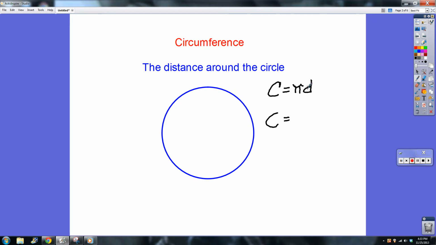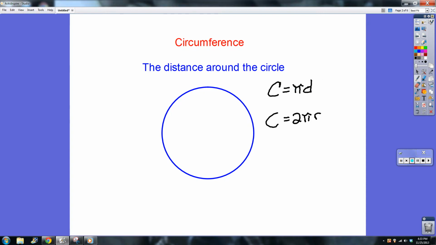The diameter is twice the radius, so 2 multiplied by pi multiplied by the radius. 2 multiplied by the radius is the diameter. I'm going to say that again because it's important. 2 multiplied by the radius is the diameter. So these are both the same thing. Okay, that's important to know.